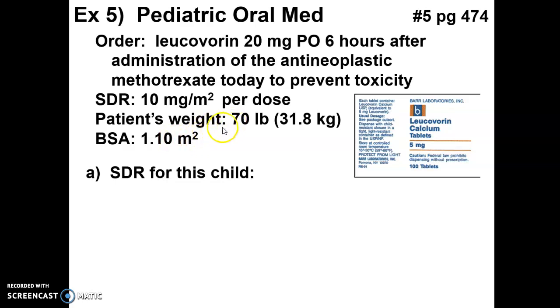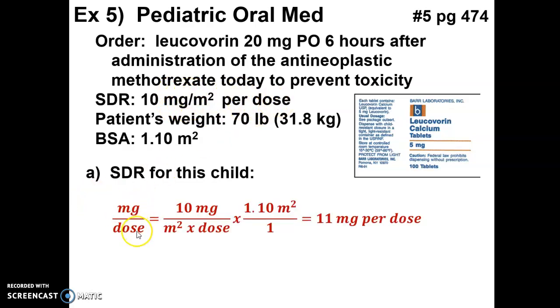So they gave us patient weight and BSA, but if you'll notice, safe dosage range is only written per meter squared. So at this point, I really don't care what the patient weighs if we're just going to calculate safe dosage range. We might need the weight for something else, but not for safe dosage range. So for this child, it looks like we're calculating a milligram per dose here, right? So let's start with that. Milligram per dose is our desired answer.